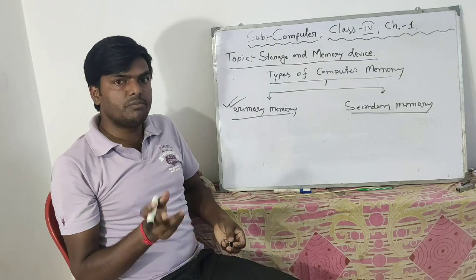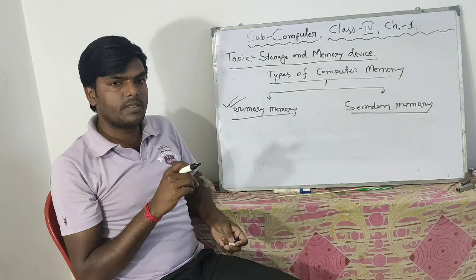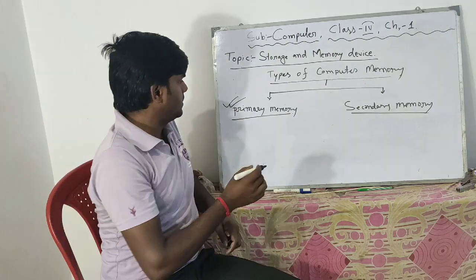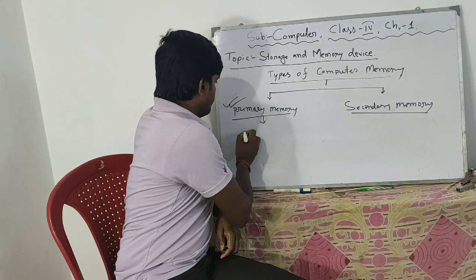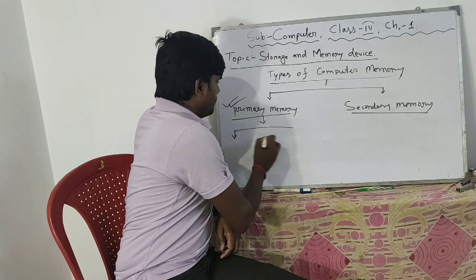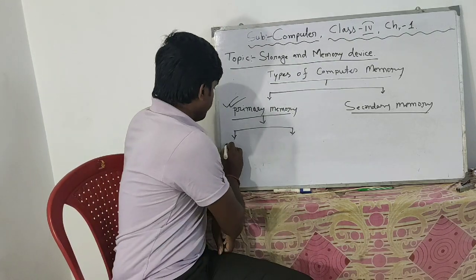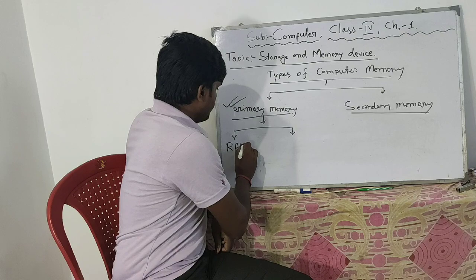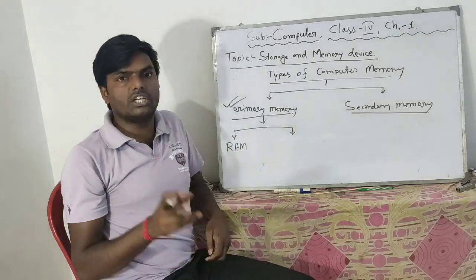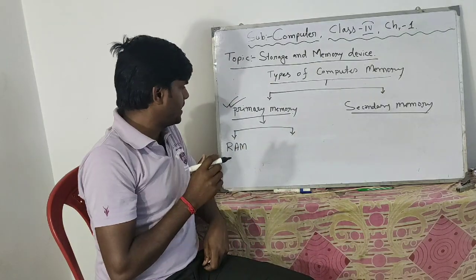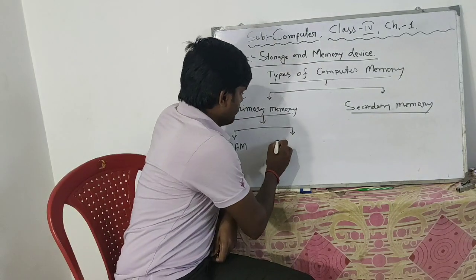Okay, so primary memory also has two types. Let me see. First one, RAM. Second one, ROM.